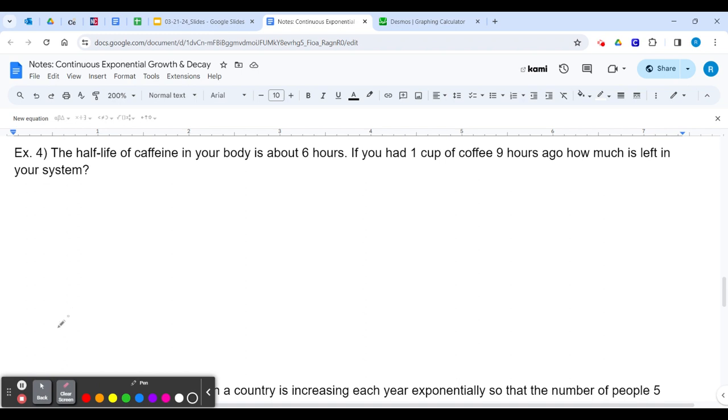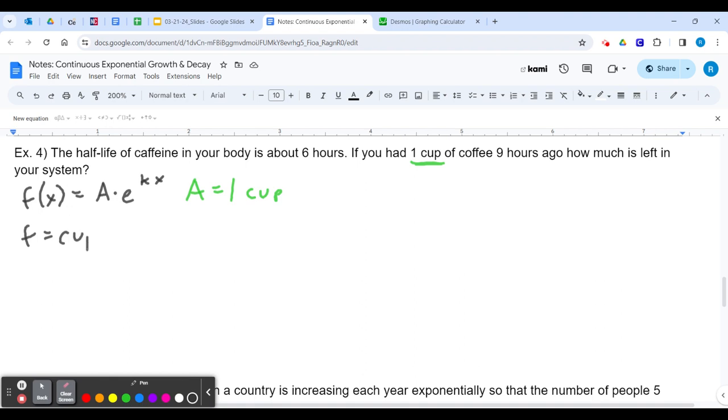All right, so I'm going to set it up with my general formula first. f of x equals a times e to the kx. I'm starting to look at some stuff here. So I have 1 cup of coffee. So this is going to be our initial value, and we're going to count it with cup as our unit of measure. And so that means we're tracking f equal to our cups, and x is going to be equal to our hours. All right, and I know that the half-life of caffeine is about 6 hours.